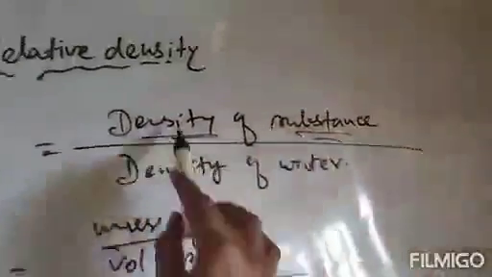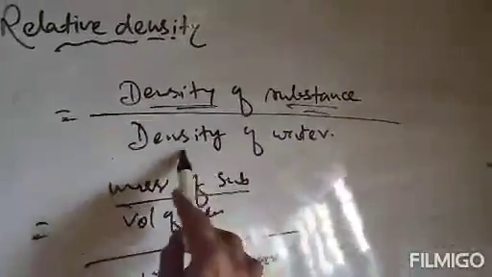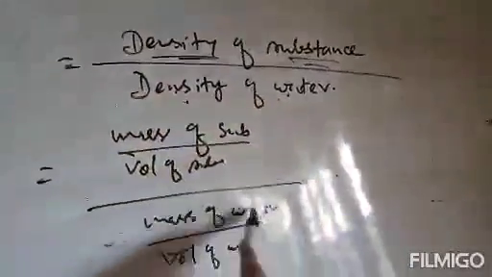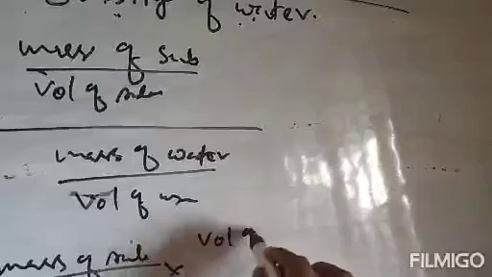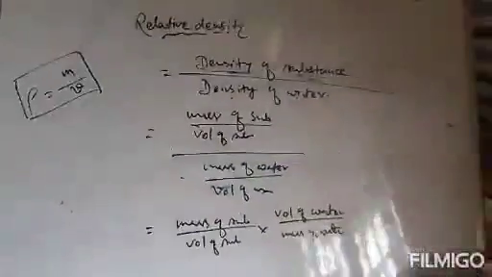Because density of the substance means mass of substance divided by volume of substance, and density of water means mass of water divided by volume of water. Now just rearrange: mass of substance divided by volume of substance, into the reciprocal, that is volume of water divided by mass of water. That is the relative density.